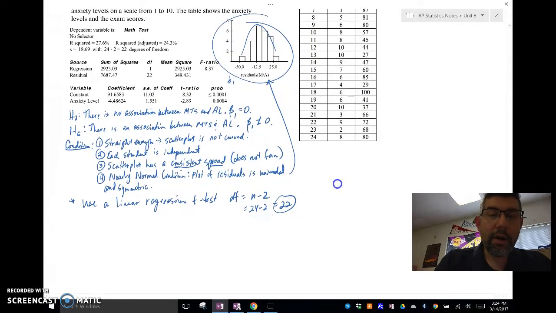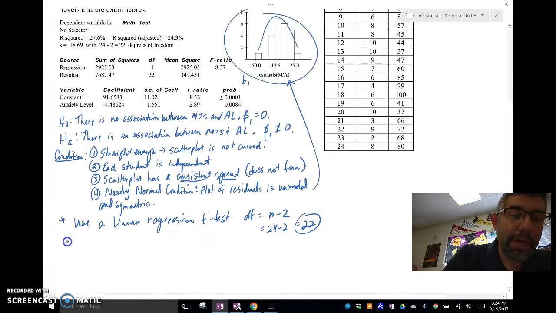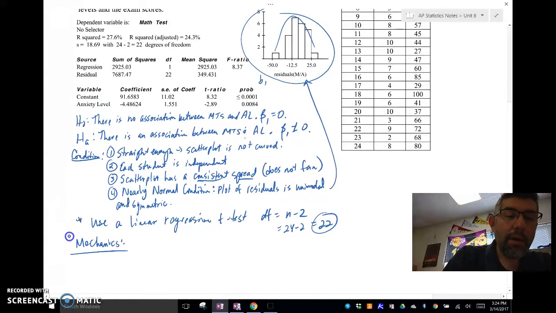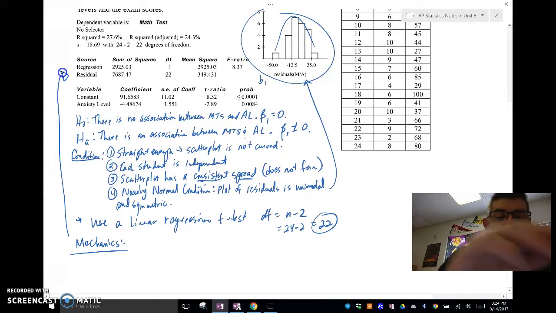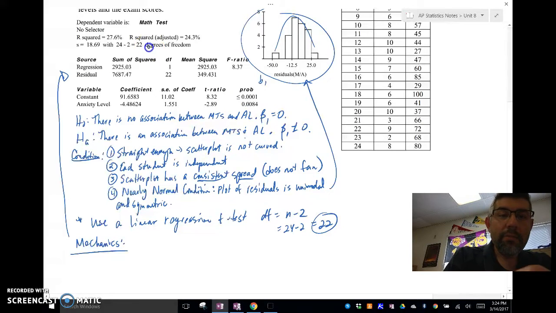If we look at our output, this is where we get to our mechanics. Our mechanics are really going to come from our output. So all this stuff is our mechanics, and we're just going to label and locate the things that we need. Right here we can see the degrees of freedom, so we're going to state our degrees of freedom, which is 22.